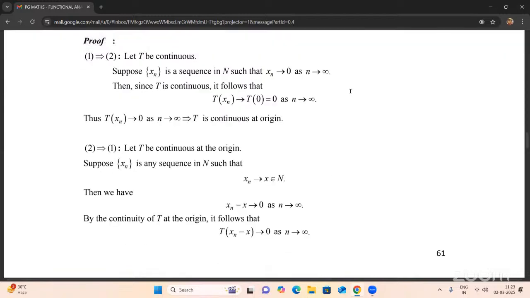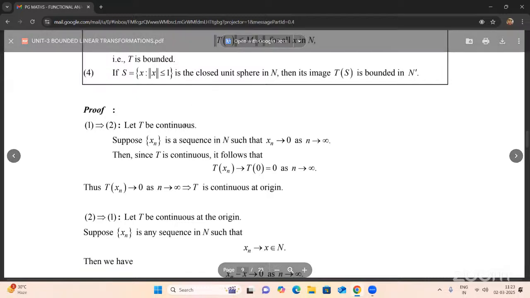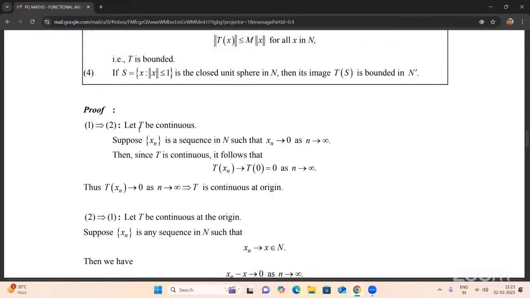Okay. Now there are 4 properties here. 1 implies 2. Let T be continuous. First of all, what is the continuity condition? First of all, we take T to be continuous. That is the first condition. So we assume xn is any sequence in N such that xn converges to 0 as n tends to infinity.